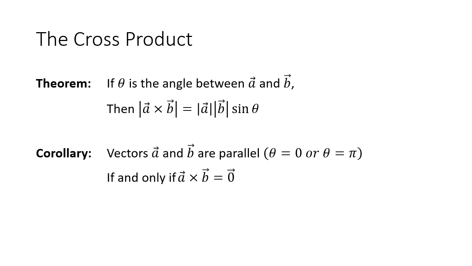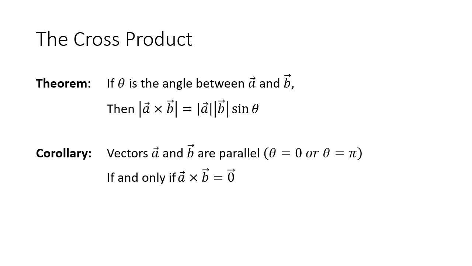It turns out that what we just did is actually considered a theorem. If theta is the angle between vectors A and B, then the magnitude of the cross product is the magnitude of A times the magnitude of B times sine theta. This also gives us a corollary that says two vectors are parallel, meaning theta equals 0 or theta equals pi, if and only if the cross product is the zero vector.